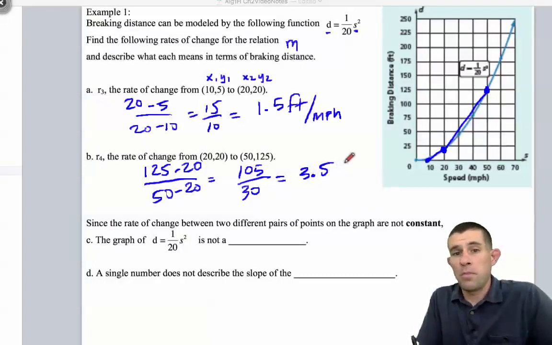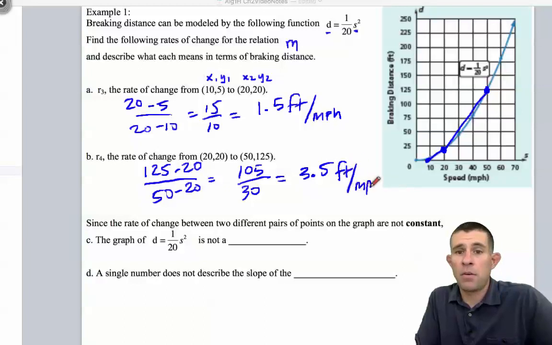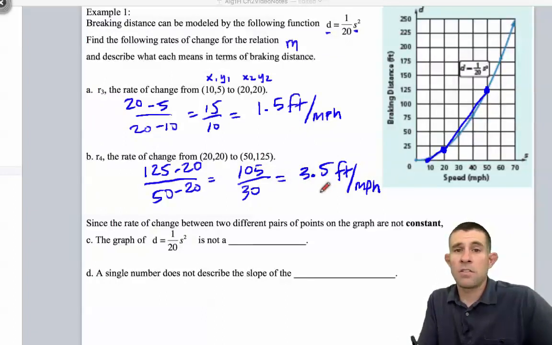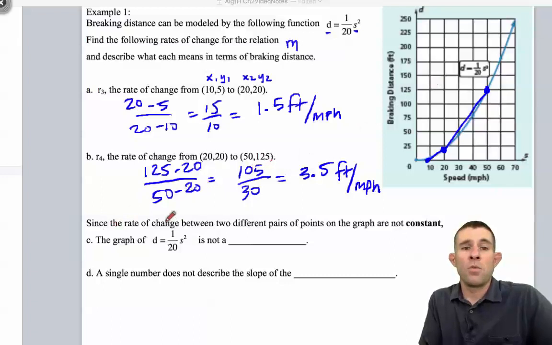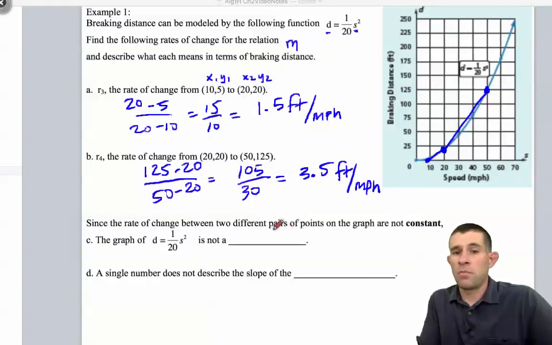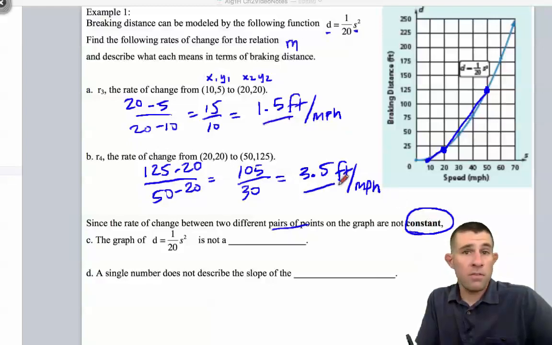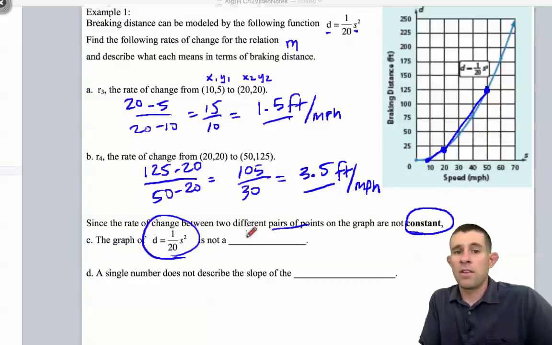And that comes out to be 3.5 feet per mile per hour. So you can see here, as our speed is increasing, it's going to take us longer to stop. In other words, 3.5 more feet per 1 mile per hour increase. So you can see why this is not a linear function, but more of a gradually increasing function here. We note that the rate of change between two different pairs of points is not constant. 1.5 and 3.5 are very different. They're not the same. Therefore, the graph of this function is not a straight line.